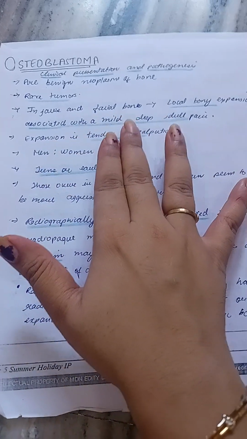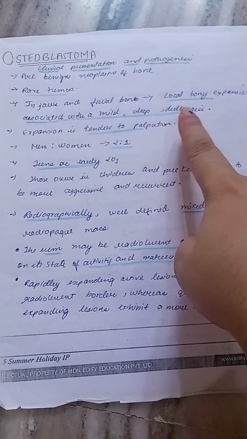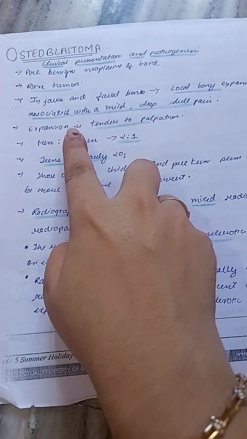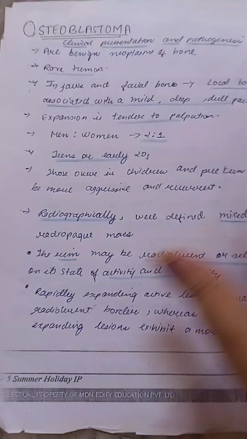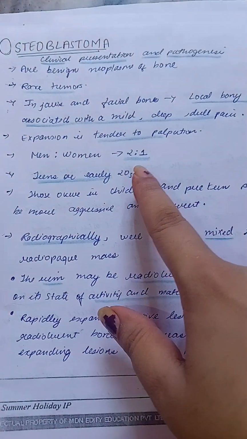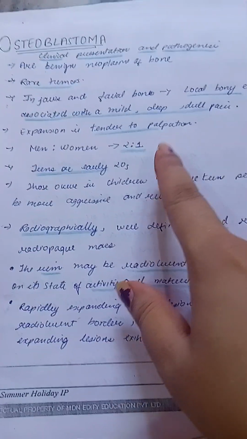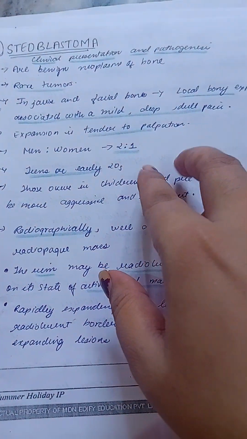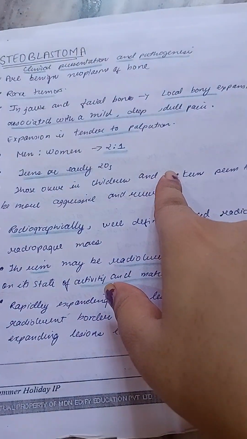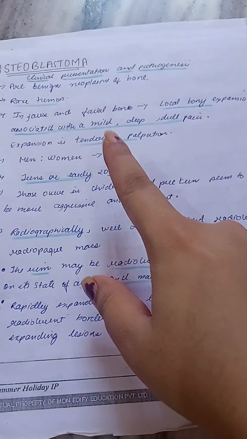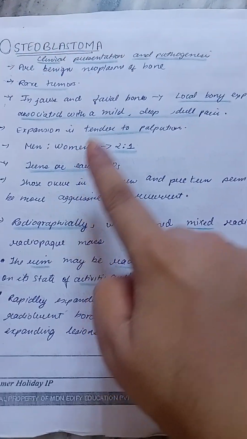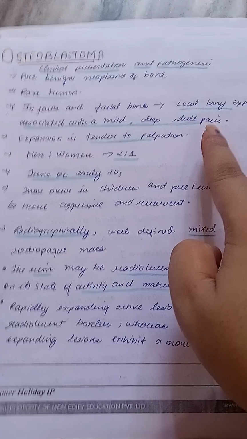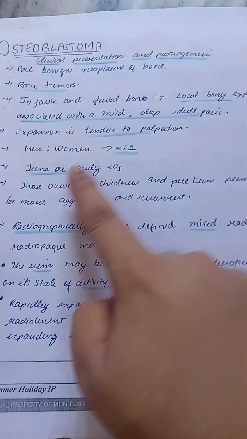In jaws and facial bone, they show local bony expansion associated with a mild, deep and dull pain. Whatever lesions we have seen till date, we have seen mainly they are painless and asymptomatic, but this osteoblastoma shows expansion as well as is associated with a mild deep dull pain. Expansion is tender to palpation. Obviously, if there is pain, there will be tenderness.